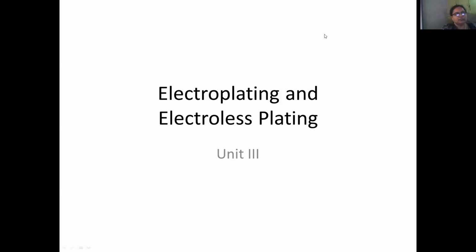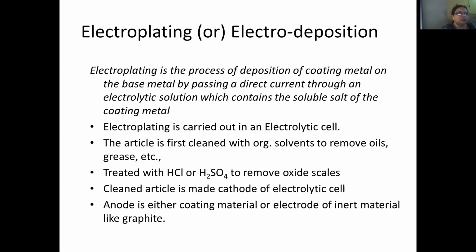Greetings to everyone. Now we are in our last topic of our unit 3, that is electroplating and electroless plating methods. So these are also types of coatings. Now, electroplating or electrodeposition is the process of depositing coating metal on the base metal by passing direct current through an electrolytic solution which contains the soluble salt of the coating metal.